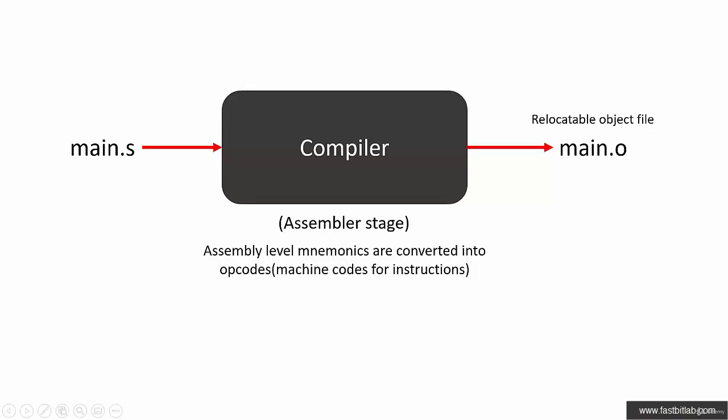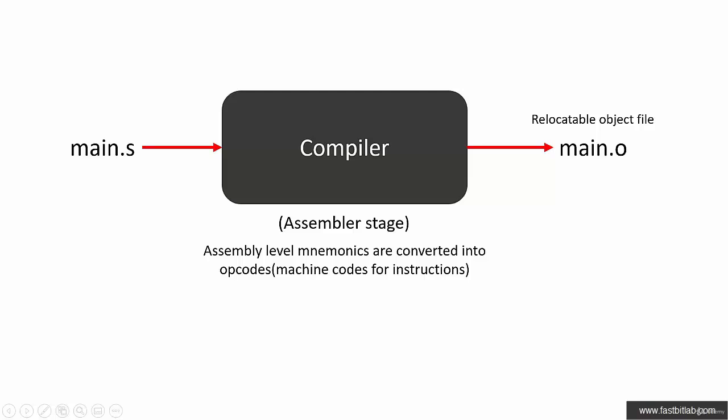After that comes the assembler stage. All these things will be done by the compiler itself. You need not invoke any other command. Everything will be done by the compiler. In our case, the compiler is ARM none EABI GCC because we are doing the cross compilation.